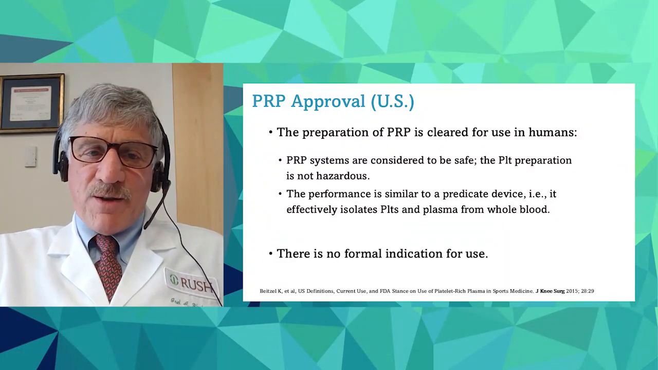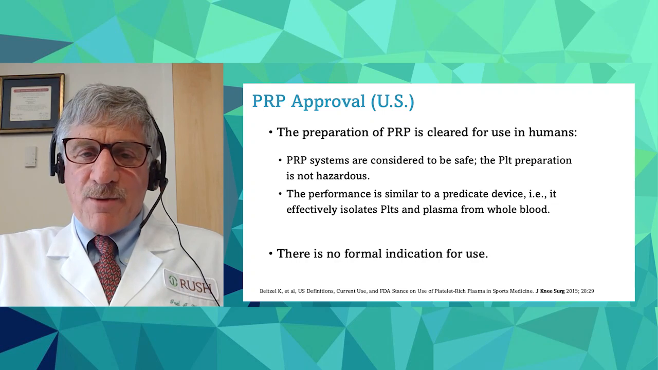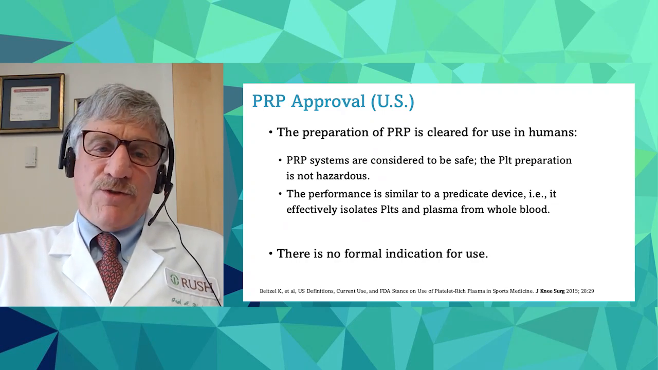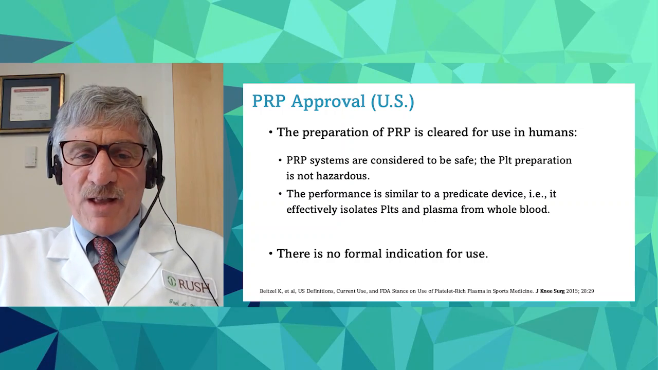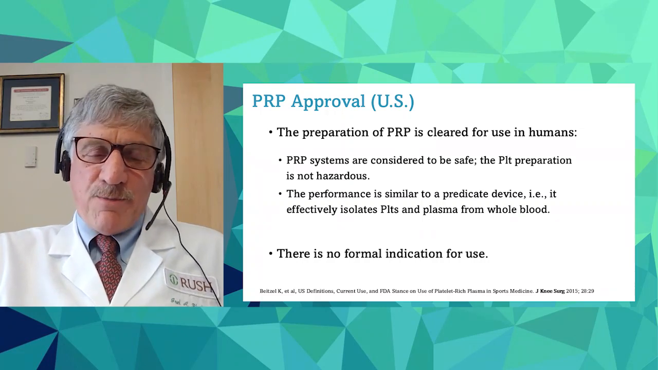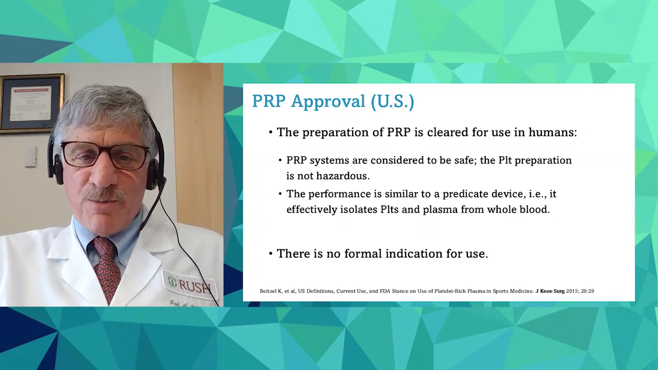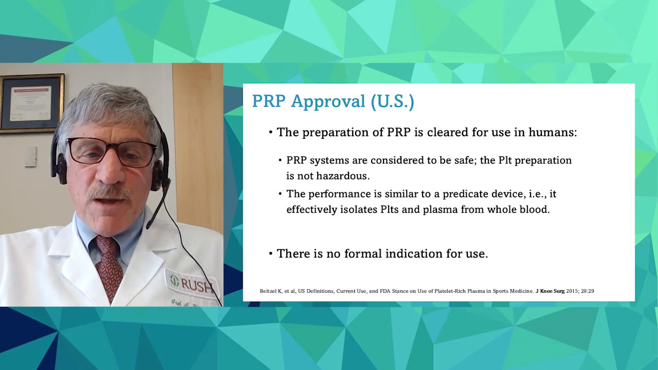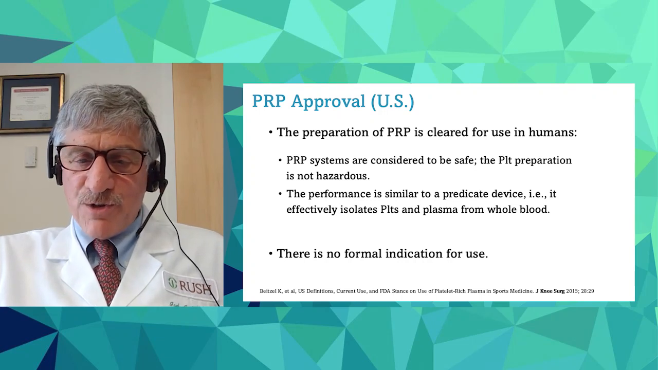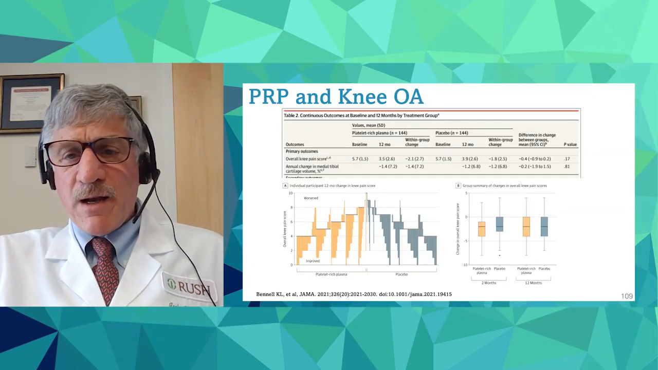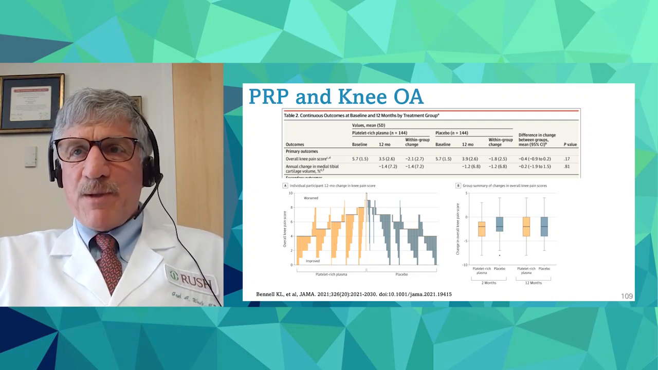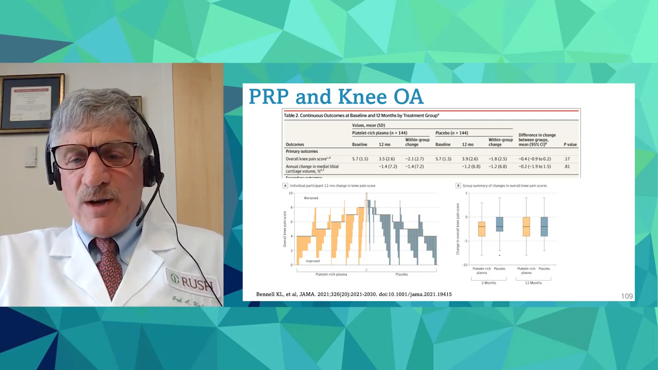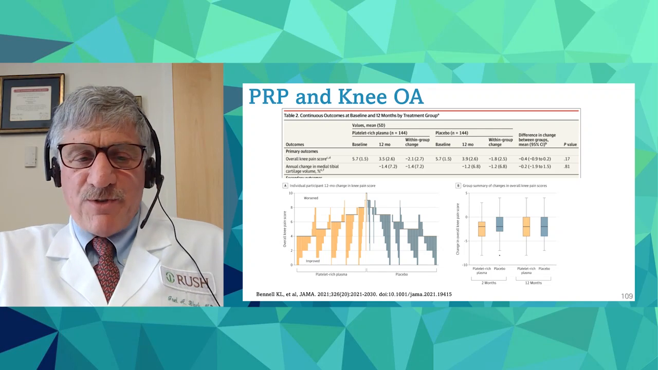So, as I just said, the preparation itself of the PRP is cleared for use. The systems themselves are technically safe. The platelet preparation is not thought to be hazardous, and the performance of each machine is similar to a predicate device, but there remains no formal indication for use. And there's been a great deal of controversy. Many observational studies were positive, but always one has to be concerned in OA because, as I said, there's a very high placebo effect.